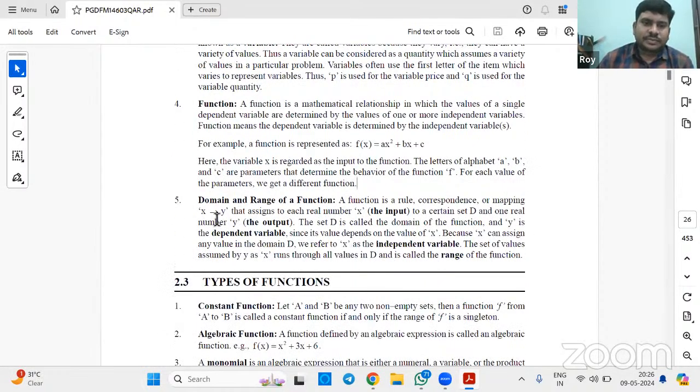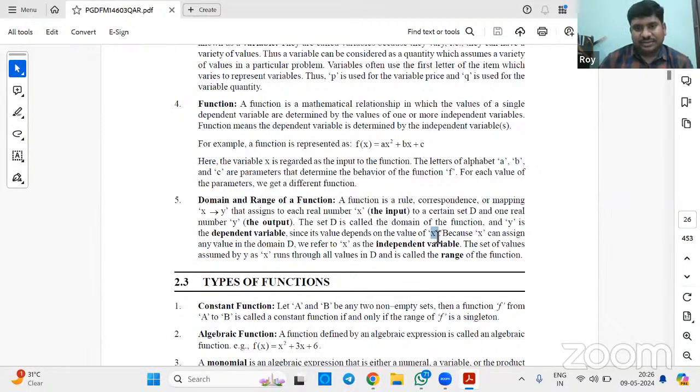Now see, domain and range of a function. This is also an important thing to understand. A function is a rule, a mapping, that assigns to each real number x in a certain set D, the input, a real number y, the output. When you put in the input, what comes out is the output. The set D is called the domain of the function, and y is the dependent variable. There are dependent variables and independent variables. Generally, in an equation, y is a dependent variable since its value depends on the value of x.